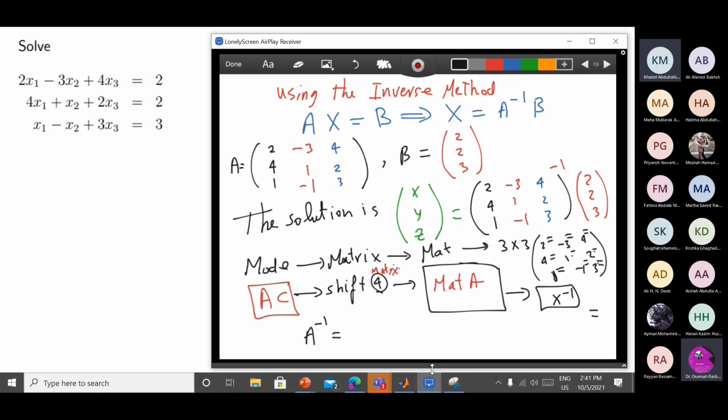Doctor, 1/4, 1/4, 1/4 again. Row or column? No, row, doctor. Okay, and next? Minus 1/2. The second row? Minus 1/2 again. There you go. Yes, 1/10, 3/5. The last one? Minus 1/4. Yes. Minus 1/20. Yes. 7/10.